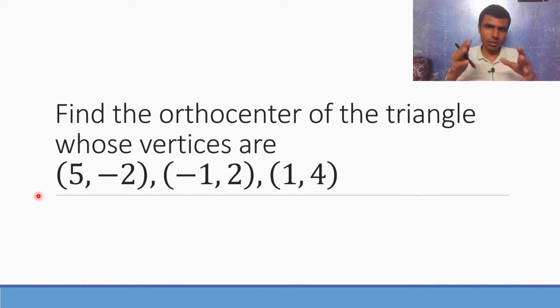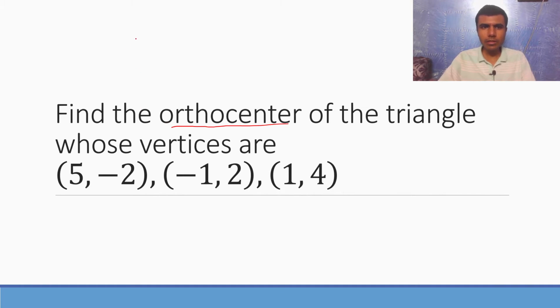Now let us see how to solve this given question. Here we have to find out the orthocenter of the triangle whose vertices are these. Okay. Now what is orthocenter? Orthocenter is nothing but the point of intersection of altitudes in a triangle.